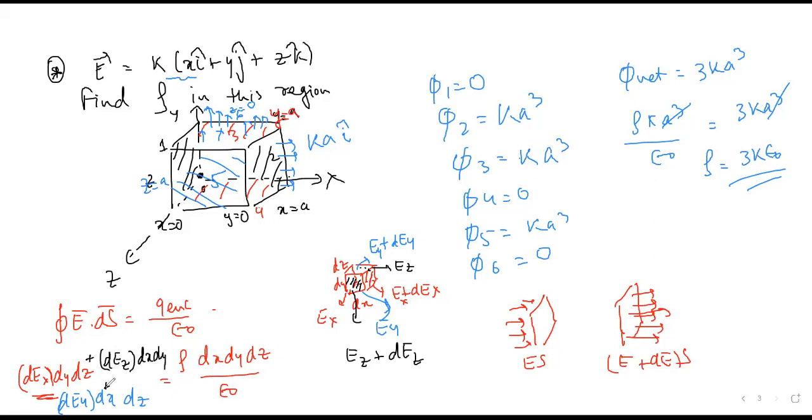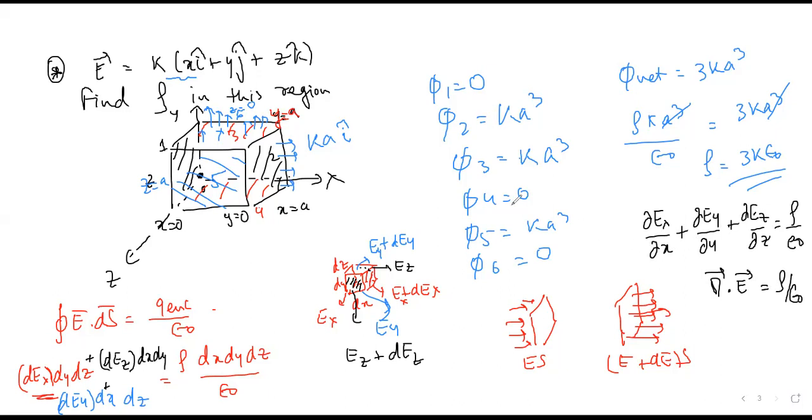See if you're clear with this. And so what is the general result that we get out of it? We can say that dEx by dx plus dEy by dy plus dEz by dz is equal to rho by epsilon naught. This is the equation which I want you to remember. In fact, this is known as a Nabla operator. Del dot E is rho by epsilon naught.